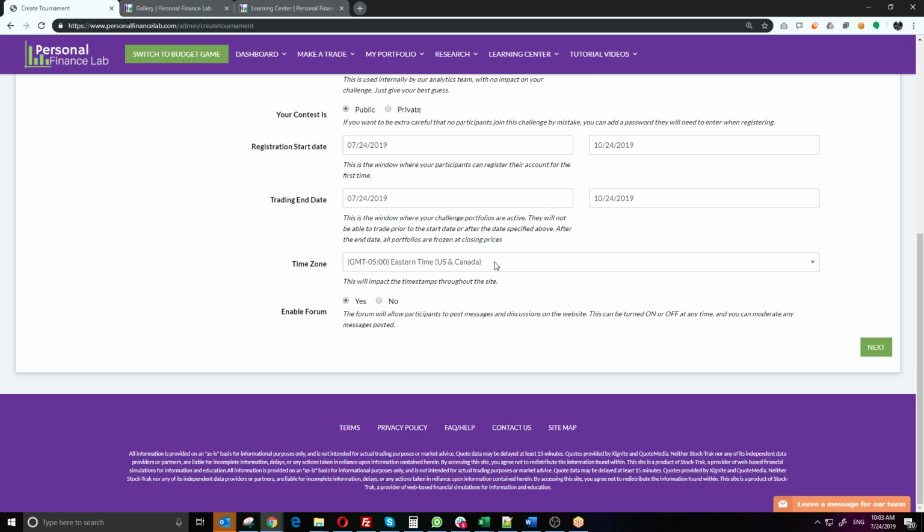Time zones impact timestamps throughout the sites, so things like due dates and the timestamps the students see on their own reports. And we have forums where the students can post messages to each other. These can be turned on and off. Almost every class leaves them on, but we did have a couple cases where teachers said that they were having trouble moderating their students, especially in very large class sizes, and they asked for the option to be able to turn it off as well.